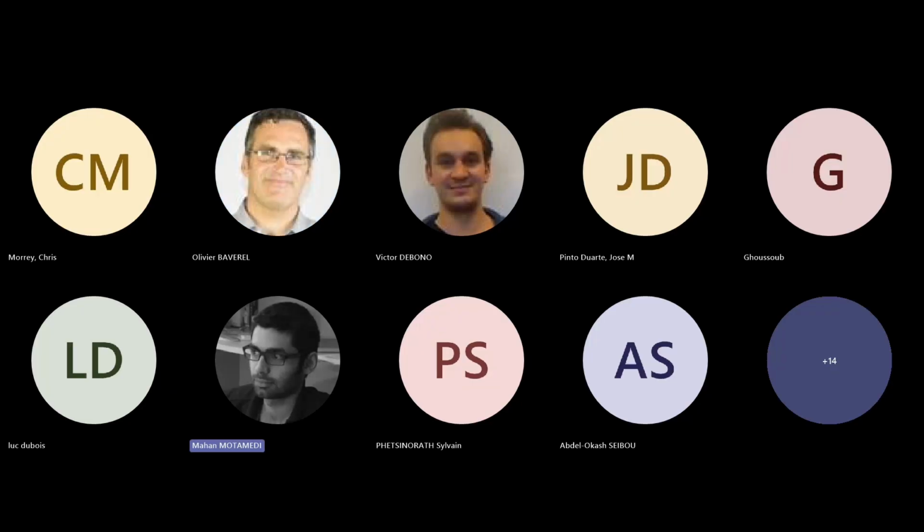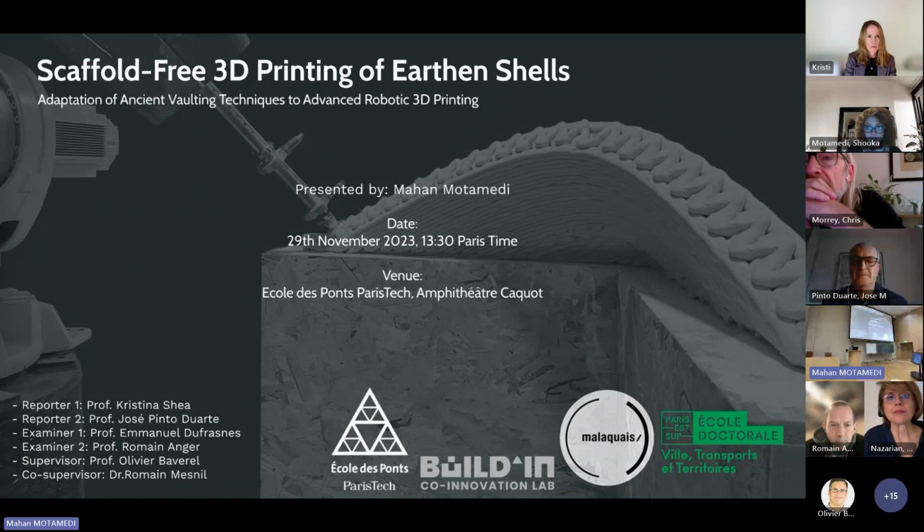Research under the supervision of Professor Miguel Valero and co-supervision of Dr. Mahan Motamedi, in collaboration with the Navier Laboratory from École des Ponts, and under the application of the GSA laboratory at the Malachy School of Architecture.